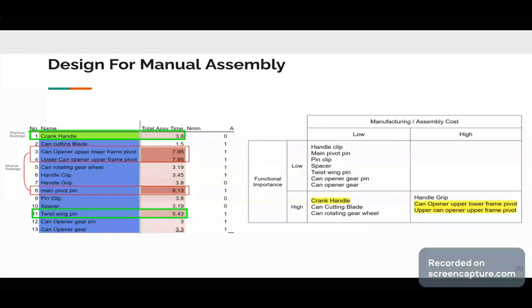In our redesign for manual assembly, we decided to redesign, for our platform, the crank handle and twist wing pin assembly step, and for our module part, we decided to redesign our main pivot pin and upper and lower frame pivot assembly step. These were chosen based off of their higher assembly times and also align with our quad chart.